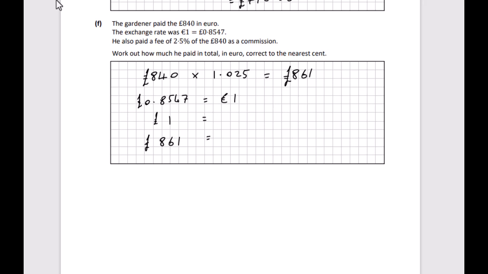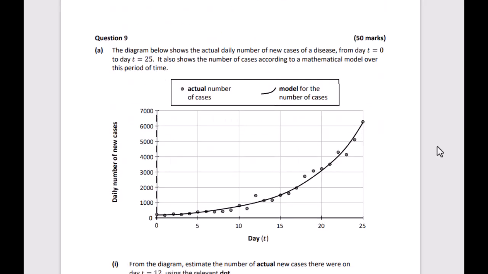So same thing again. How do you go from 0.8547 down to 1? Well, you divide by 0.8547. How do you go from 1 up to 861? You multiply by 861. So it's 0.8547 multiplied by 861. And that gives you a total of 1007.37, and that's in euros. That's our answer there.